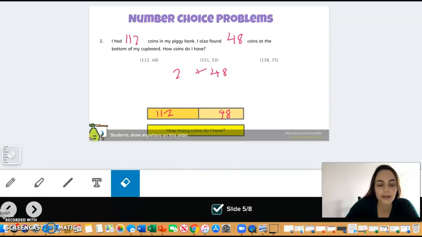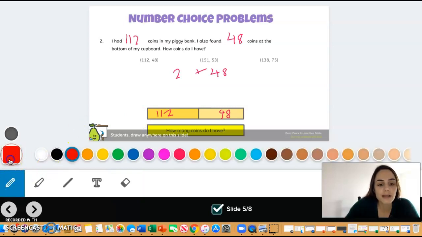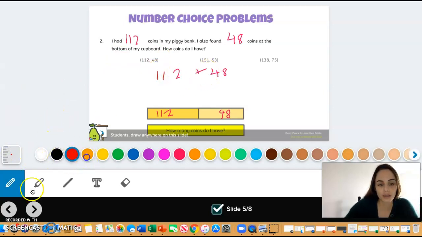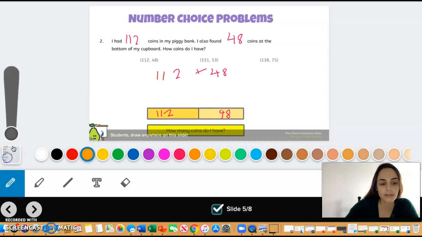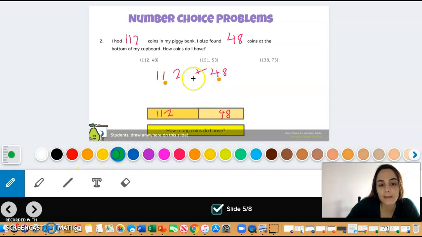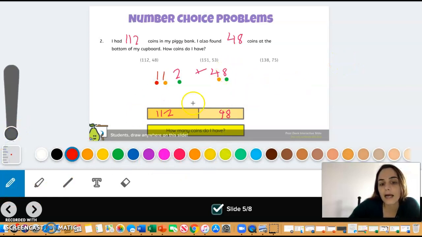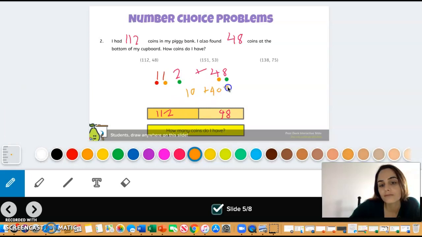sorry, let me write this number again. My hundreds with hundreds, my tens with tens, and my ones with ones. So this is called the regrouping strategy, and we were talking about this strategy last week. So I'm gonna count my tens with tens, my ones with ones, and my hundreds with hundreds, right? So okay, I have 10 plus 40 equals 50.